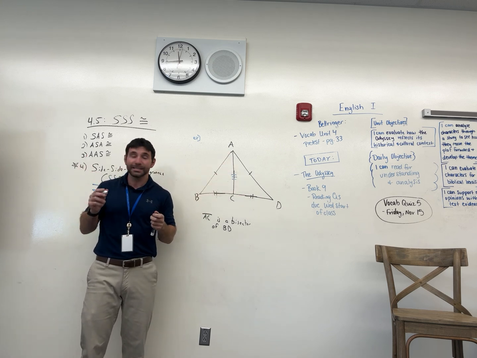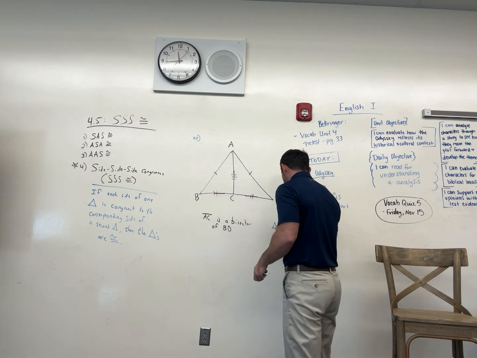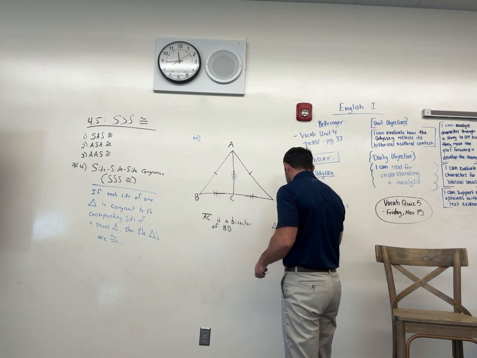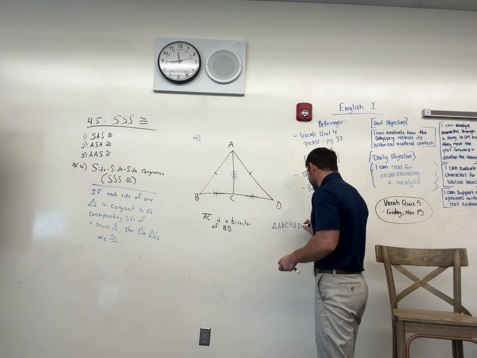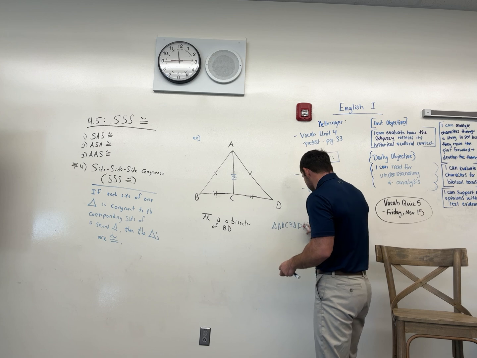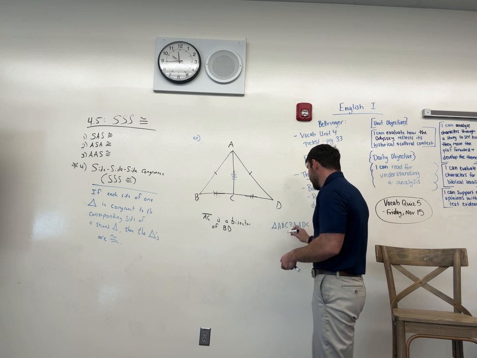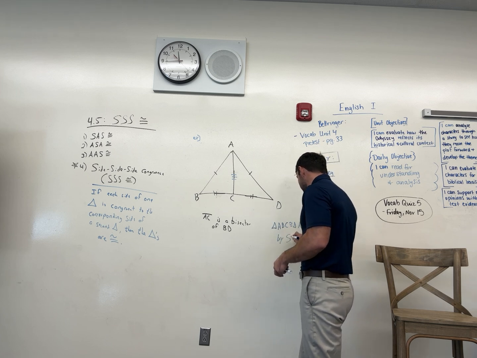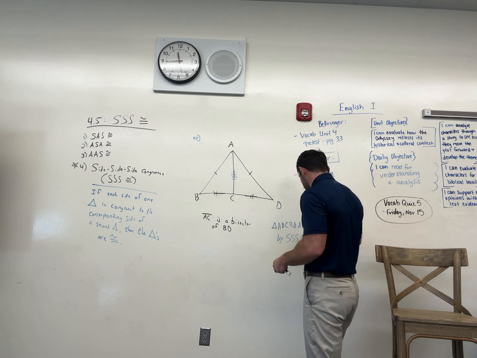So side, side, side, I would say triangle ABC is congruent to, I started saying the alphabet song, I'm sorry. Triangle ADC by side, side, side congruence.